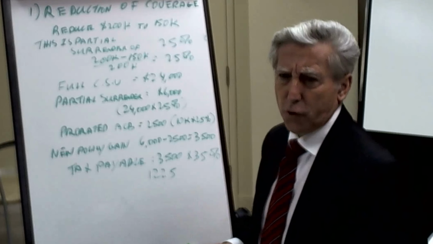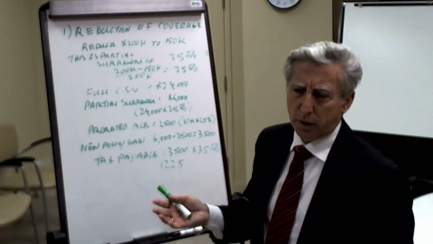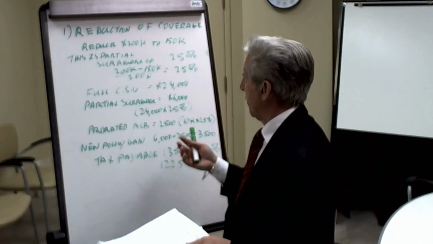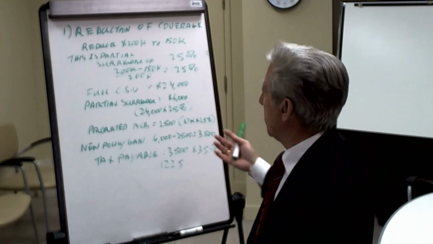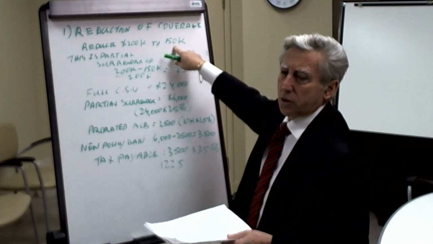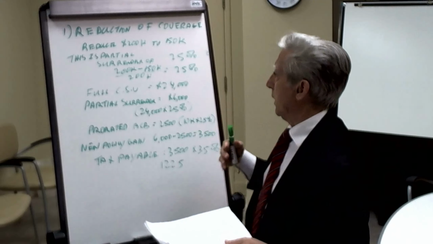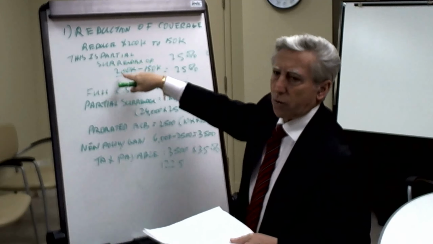So let's go through the first one now, which is reduction of coverage. You remember that we said that Jessie had a $200,000 life insurance policy, and she said, I don't think I need $200,000 anymore. I think all I need is $150,000. So we're going to go from $200,000 to $105,000. So obviously now what we've got is a partial surrender.